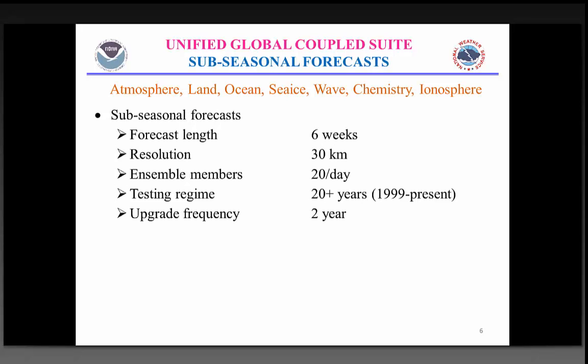And then going into the sub-seasonal forecast, out to 6 weeks, the resolution could decrease to 30 kilometers, maybe a 20-member ensemble per day, and the upgrade. Then we will have to do a reanalysis and reforecast, probably from 1999 to the present, which would give us about 20-plus years, and an upgrade frequency of 2 years.